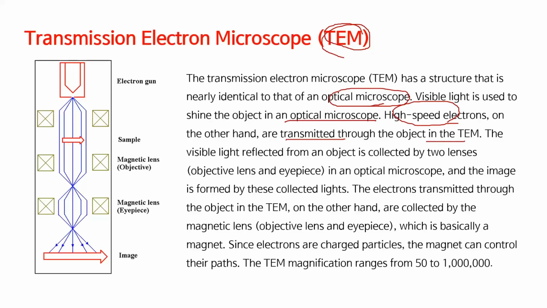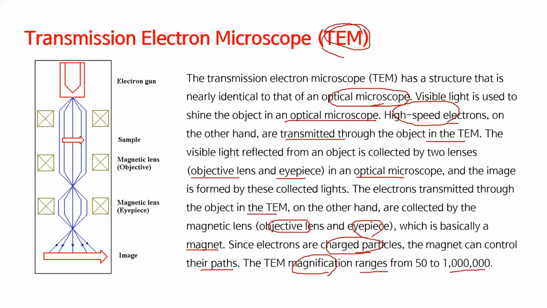The visible light refracted from an object is collected by two lenses, objective lens and eyepiece, in an optical microscope, and the image is formed by these collected lights. On the other hand, the electrons transmitted through the object in the TEM are collected by the magnetic lens, objective lens, and eyepiece, which is basically a magnet. Since electrons are charged particles, the magnet can control their paths. The TEM magnification ranges from 50 to 1 million.